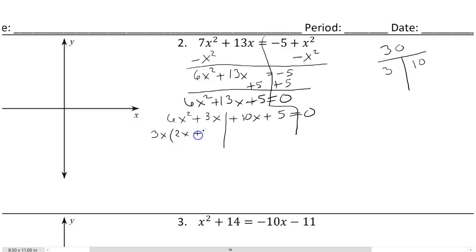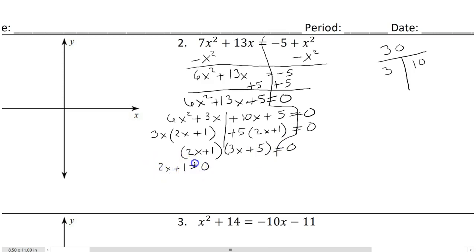3x times 2x plus 1. Copy the 2x plus 1 to the right. The greatest common factor on the right is 5. The factored form is 2x plus 1 times 3x plus 5 equals 0. Use the zero product property and write two equations.